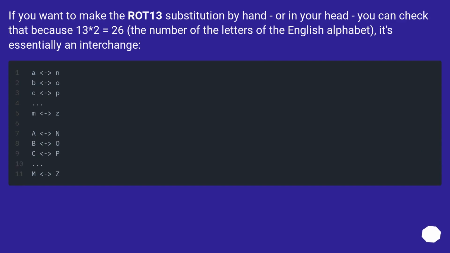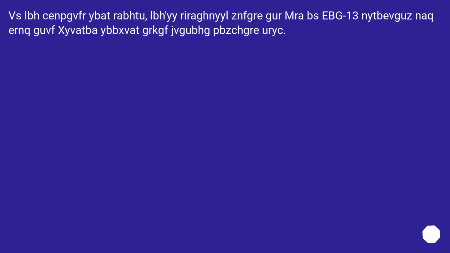If you want to make the ROT13 substitution by hand, or in your head, you can check that because 13 times 2 equals 26, the number of letters in the English alphabet, it's essentially an interchange.